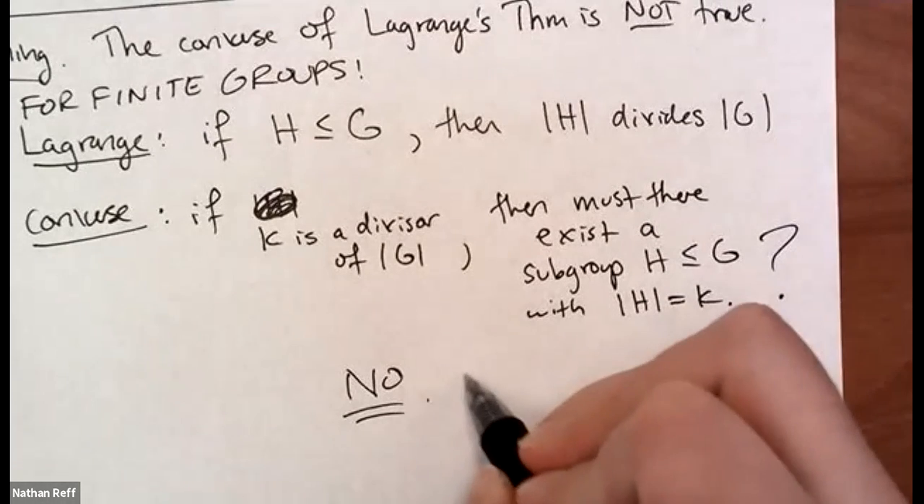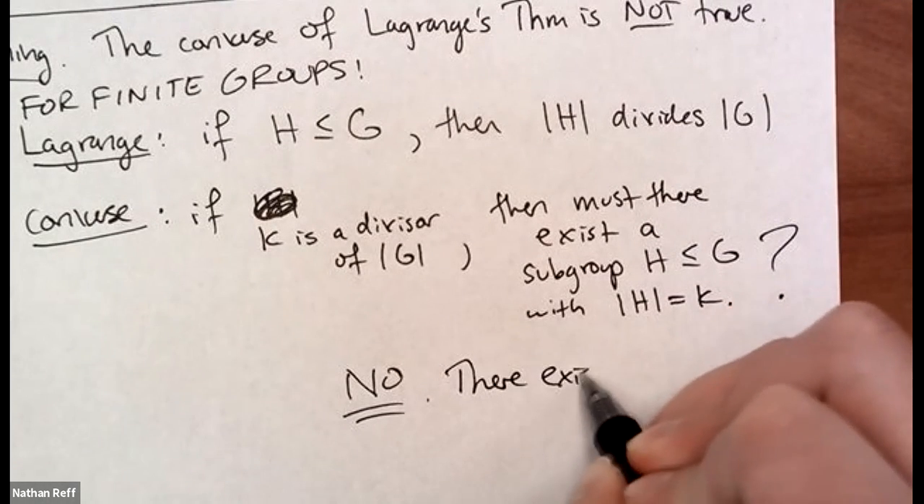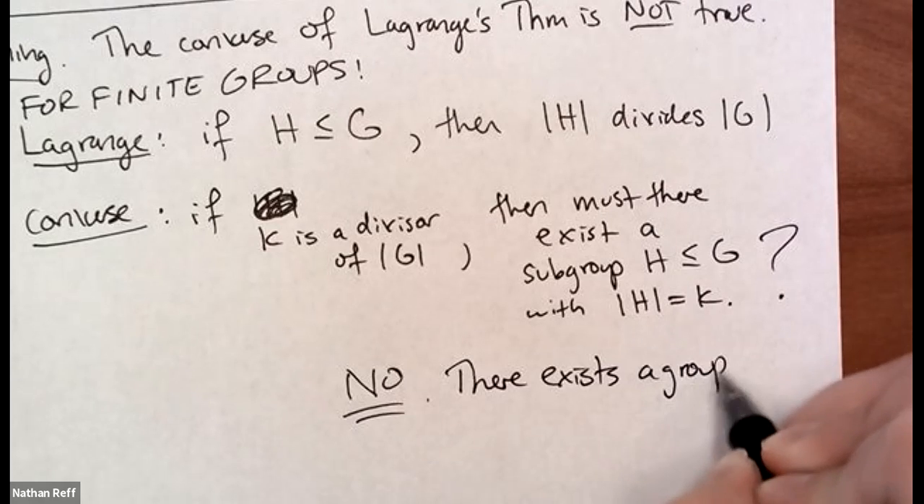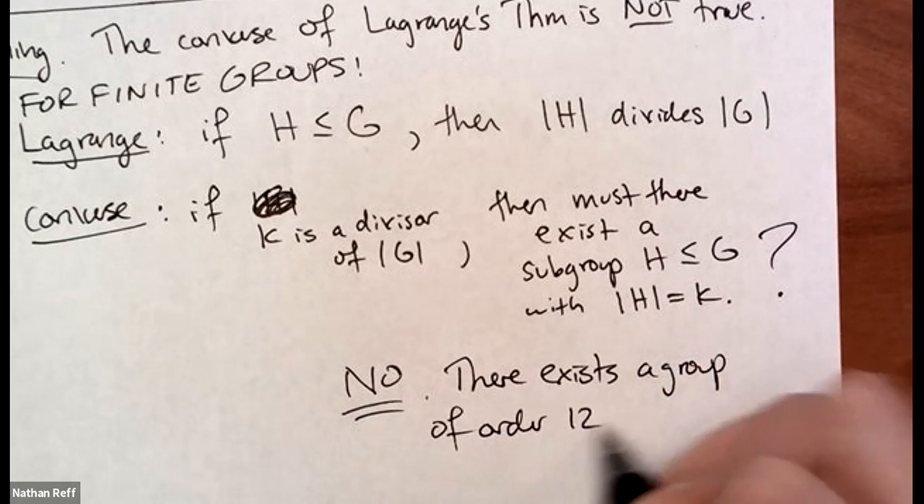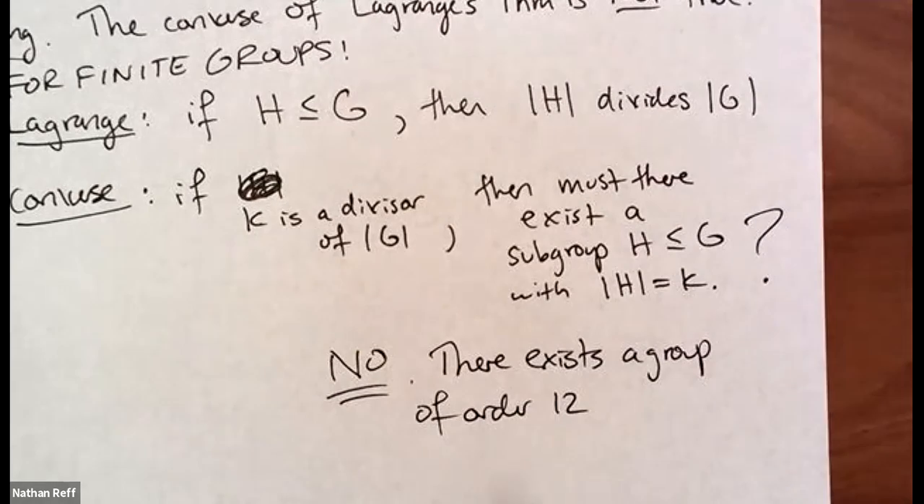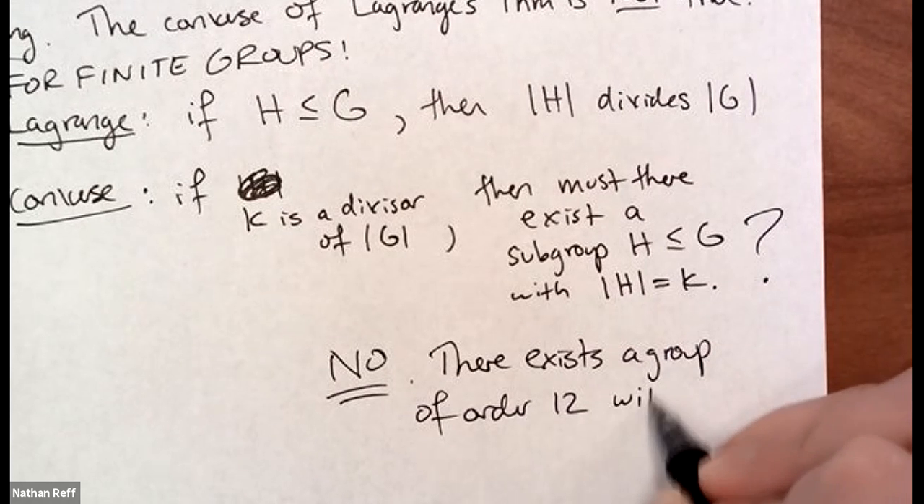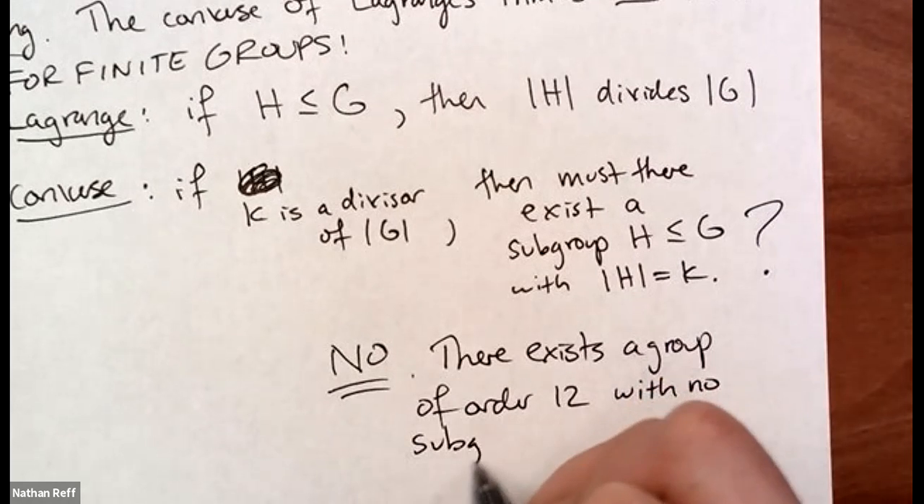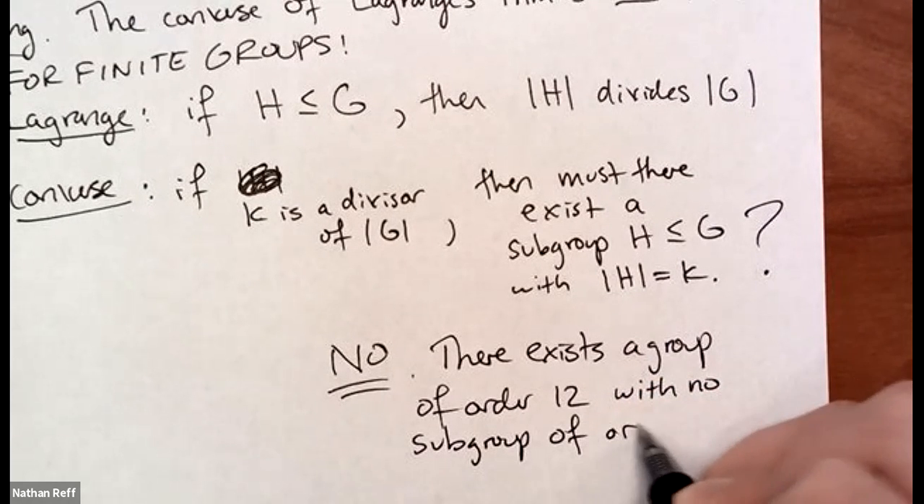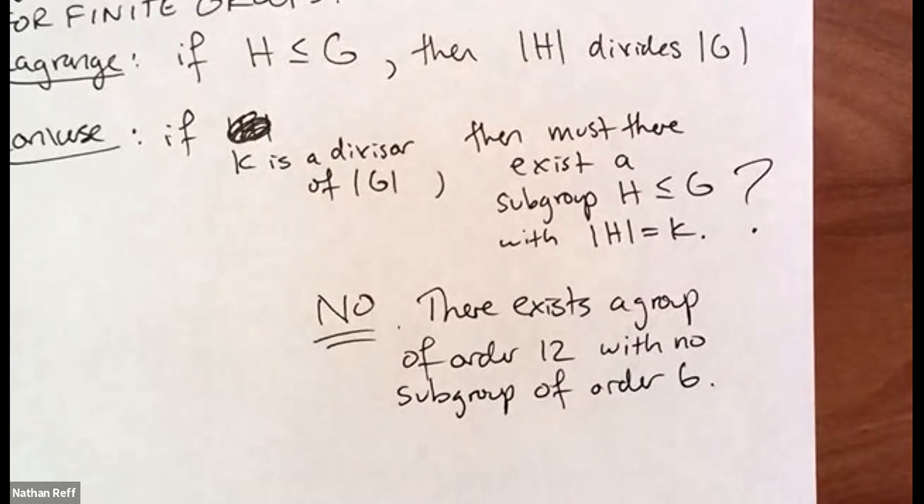Let me kind of spoil it. There exists a group of order 12 with no subgroup of order 6. This is the smallest order where this happens. Yeah, 1799. So it was unsolved for a while, right? Even Lagrange didn't prove that.